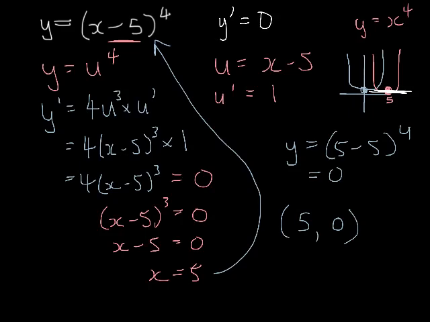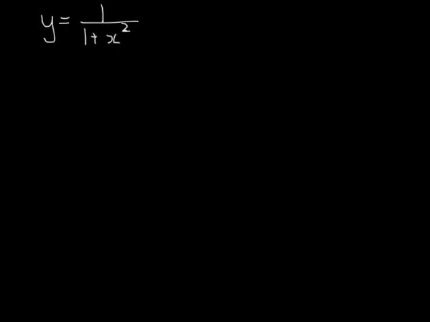So let's try another problem. Here we've got 1 over 1 plus x squared, and the first problem is we hate fractions. We need to turn this into some sort of power. So let's rewrite this as y equals (1 plus x squared) to the power of minus 1.